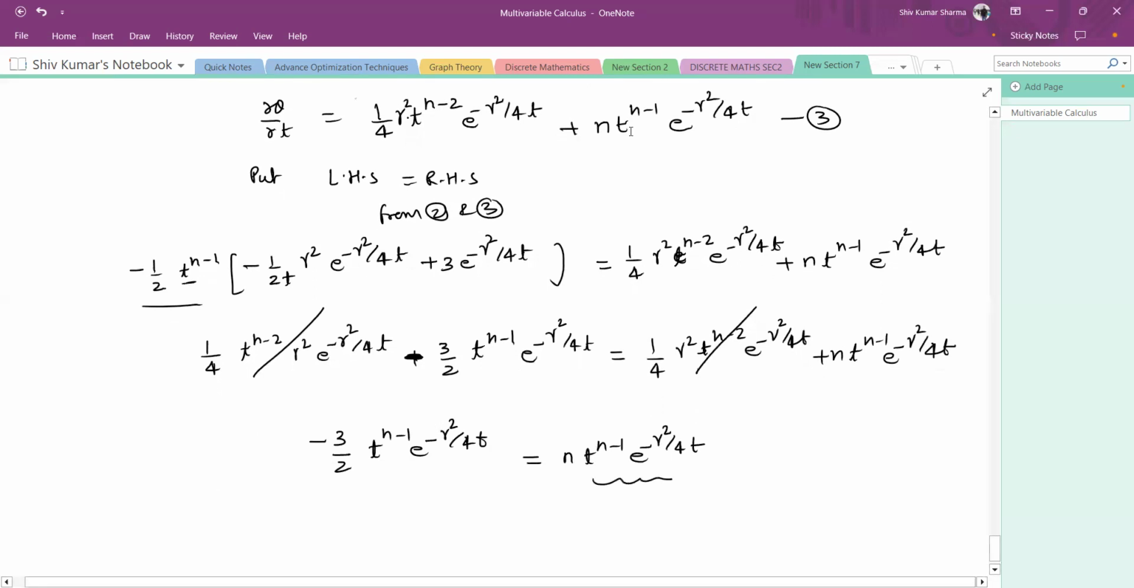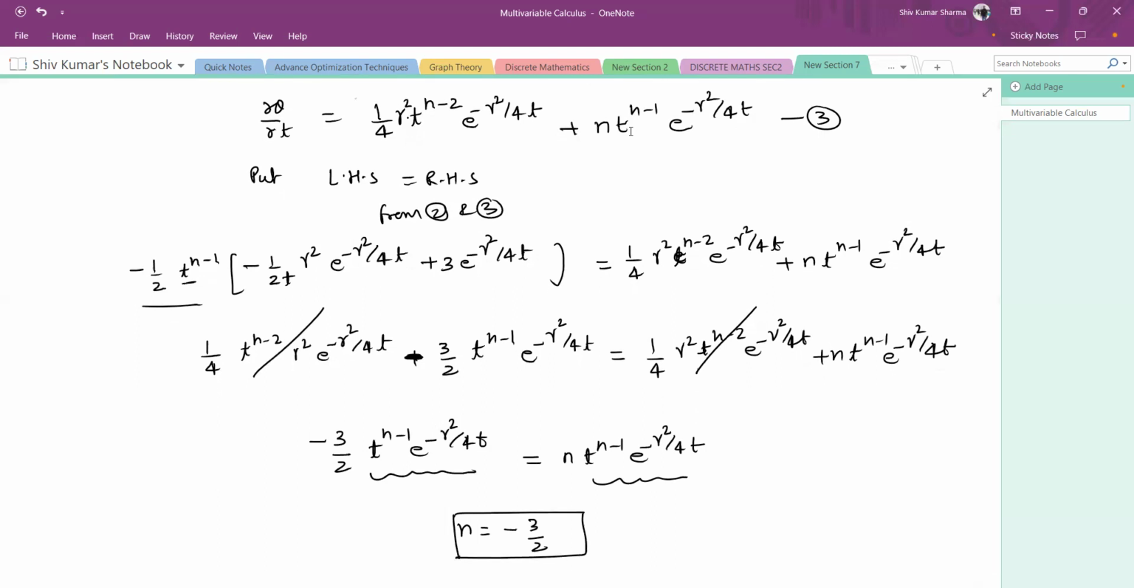So we see that the coefficient of n is equal to the coefficient of minus 3 by 2. So here we can write this as n is equal to minus 3 by 2. So when we put n equal to minus 3 by 2, we get the answer.